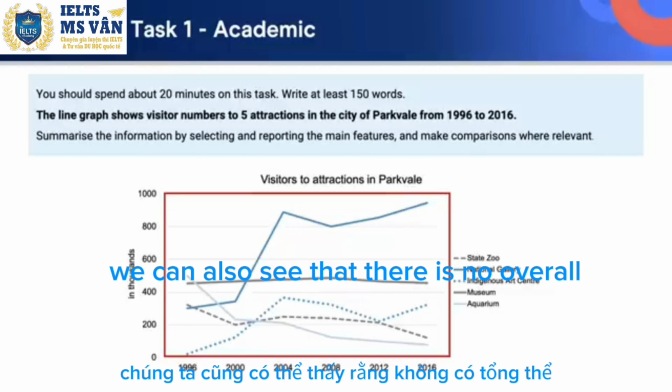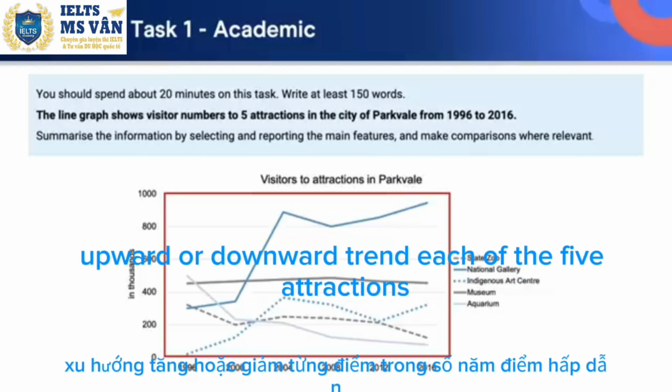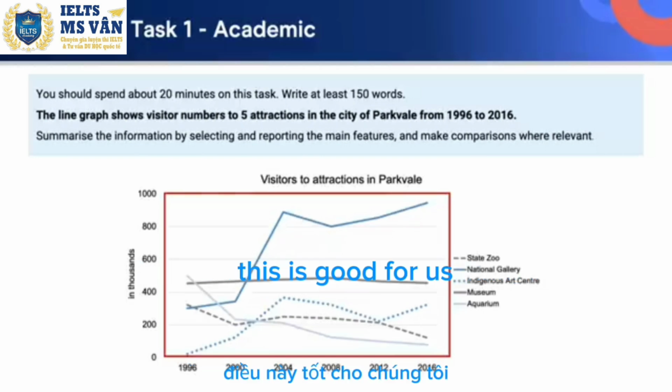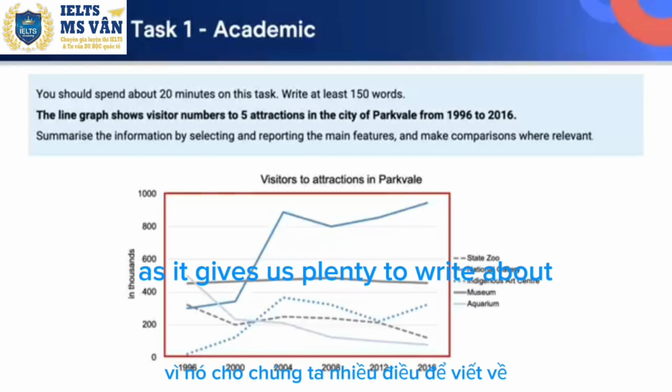We can also see that there is no overall upward or downward trend. Each of the 5 attractions has experienced different changes. This is good for us as it gives us plenty to write about.